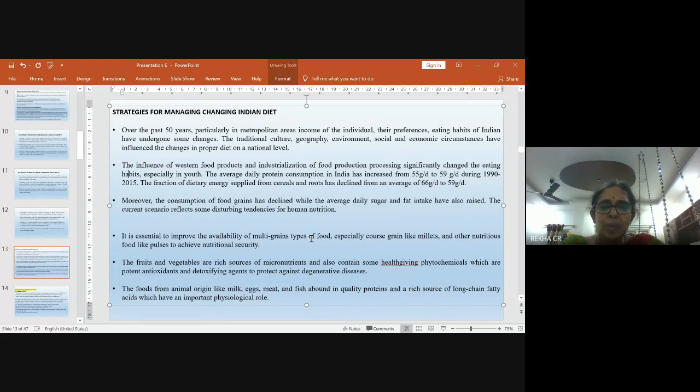So it is essential to improve the availability of multigrain types of food, especially coarse grains like millets and other nutritious food like pulses, to achieve nutritional security. Apart from this, fruits and vegetables are a rich source of micronutrients and give health-giving phytochemicals, which are potent antioxidants and detoxifying agents to protect against a number of degenerative diseases. The foods from animal origin, which include milk, egg, meat, and fish, abound in quality proteins and are a rich source of long-chain fatty acids, which play an important role in the physiology of the body.